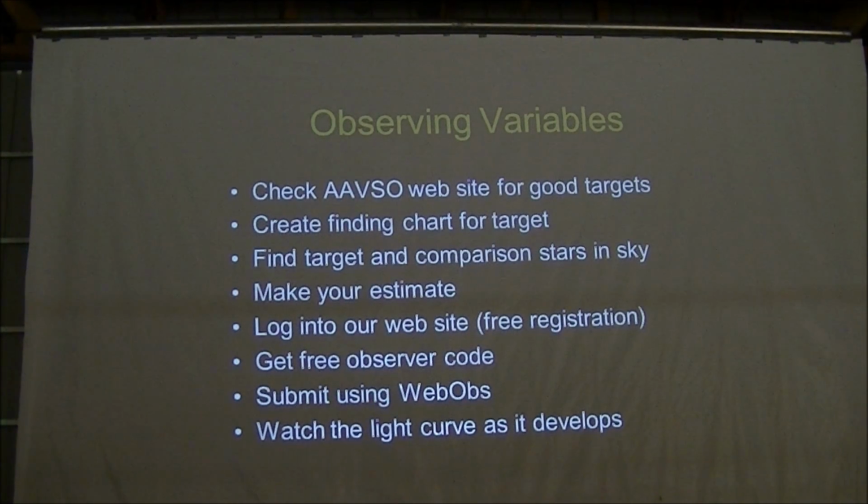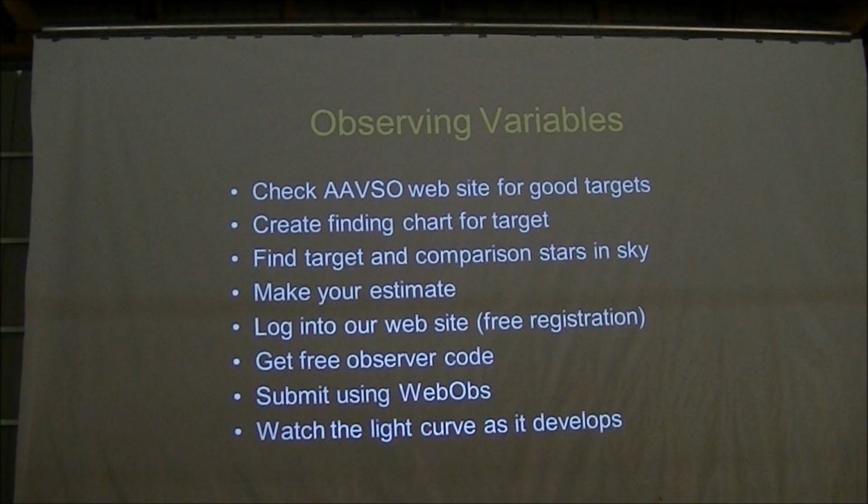Then, after you're on the website, you have the observer code, and you have the estimate of brightness for the star, you use a tool that we have on the website called WebObs, or web-based observation submission. It just has fill-in-the-blanks for what time of day you observed, what the object is, how bright it was, and things like this. You click the button and it's in the database.